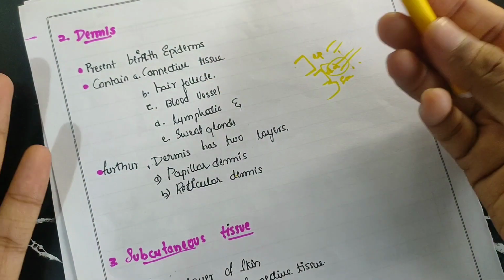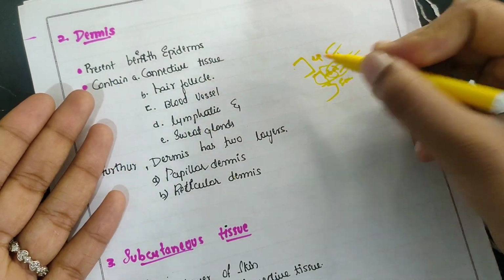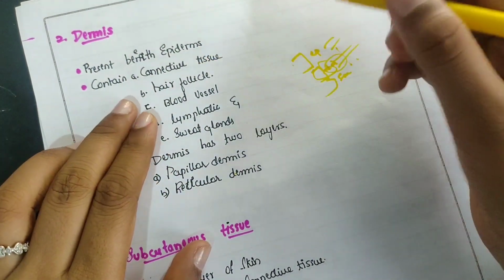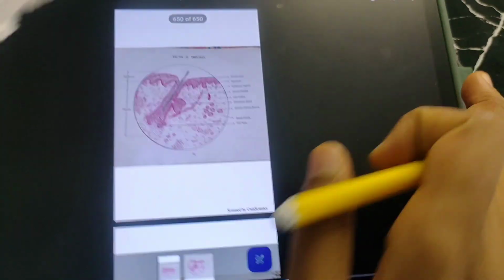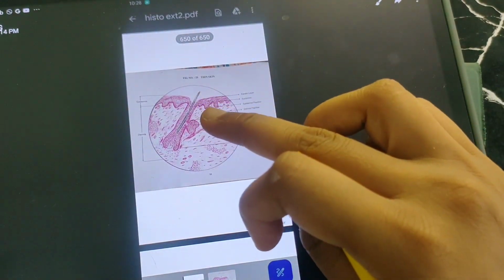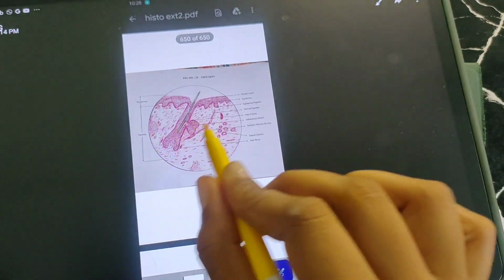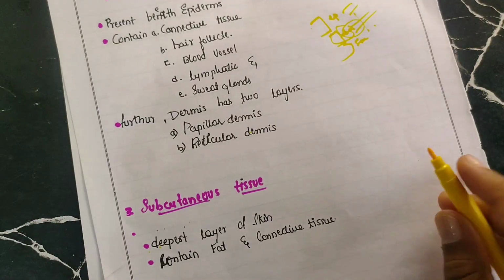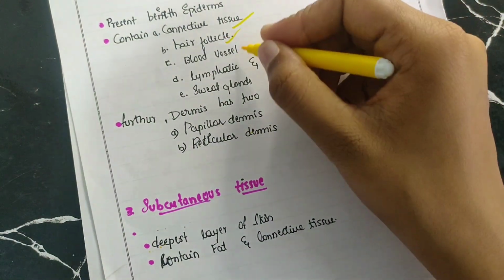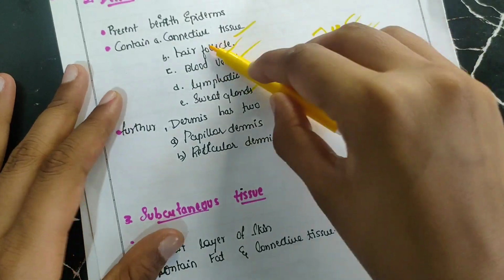It contains connective tissue. Connective tissue will be present everywhere, connecting between two organs or anything. It will have connective tissue and hair follicles. So you can see this is the dermis of a thin skin. Hair follicles you see only in thin skin. And it contains hair follicles, blood vessels, lymphatics, sweat glands, everything present in the connective tissue of the dermis.